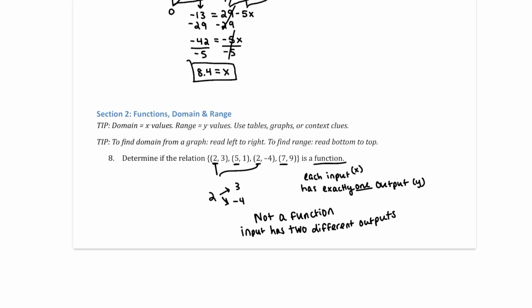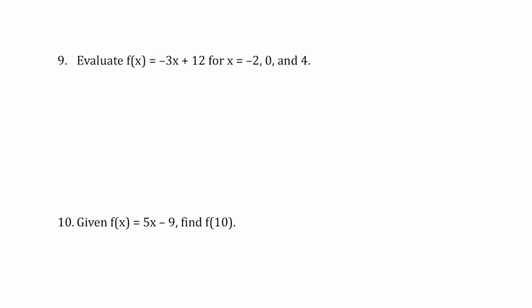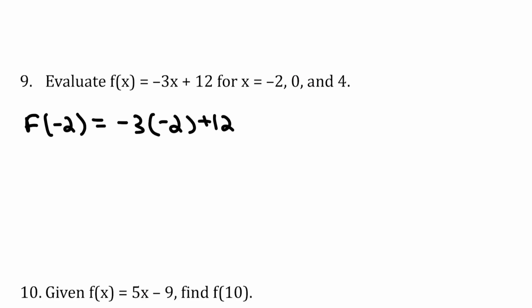All right, so let us move on to number 9. We're going to evaluate f of x equals -3x plus 12 for x equals -2, 0, and 4. So this is asking us to do 3 different things. So our first one, we're going to evaluate f of -2 is equal to -3 times -2 plus 12. Because what it's asking for is it wants our x value to be -2, meaning we plug in -2 into each x we see.